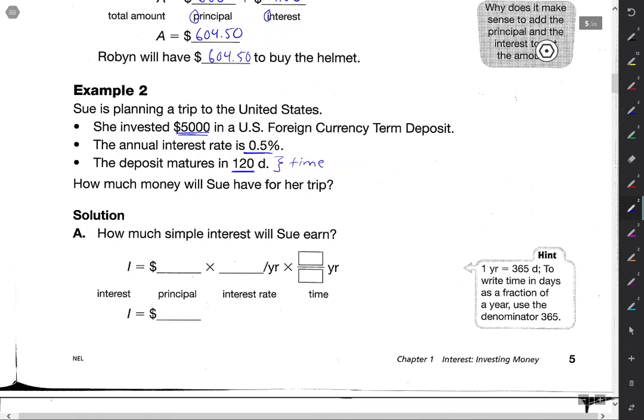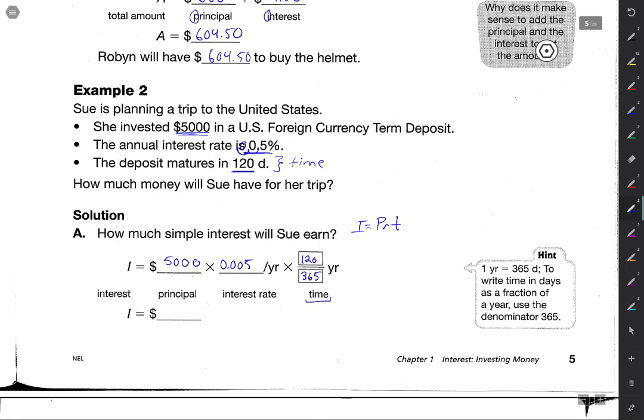So again, we're using our formula. I is equal to PRT. So the principal amount is $5,000. The interest rate is 0.5%, so careful when moving this to a decimal. We're going to move this 2 places over, so the decimal would be 0.005. And then the time, again, we have to write the time in years. So this time they gave it to us in days, so we're going to have 120 out of 365 days because there's that many days in a year.